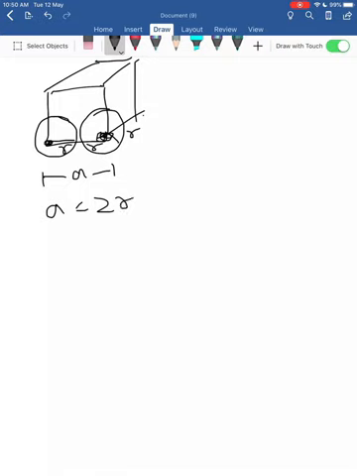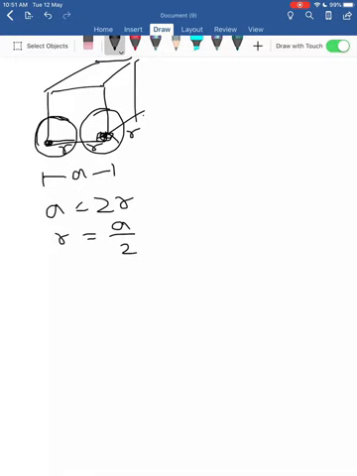Then the relationship between the edge length and R is that edge length is equal to twice R, or in another term you can say that R is equal to a by 2. Then what is the distance between the nearest neighbor?